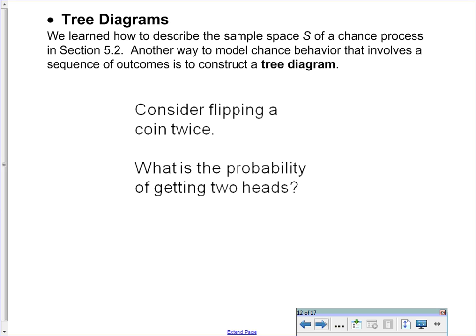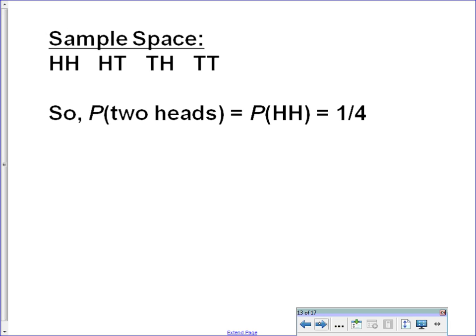Now, you're going to find conditionals much, much easier if you learn to use the tree diagram. Tree diagrams are going to make this a lot easier. And I've shown this before. What is the probability of getting 2 heads?